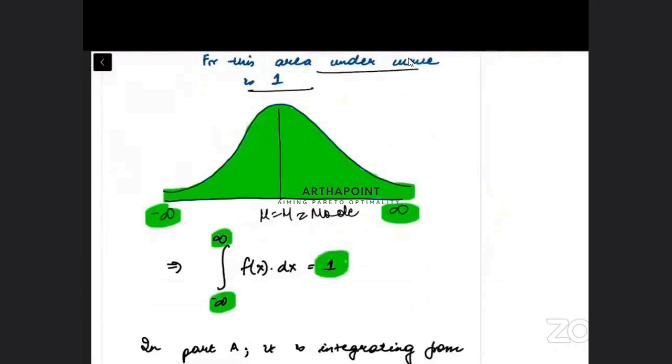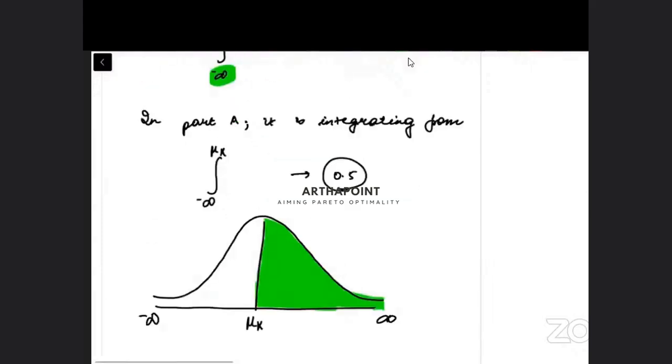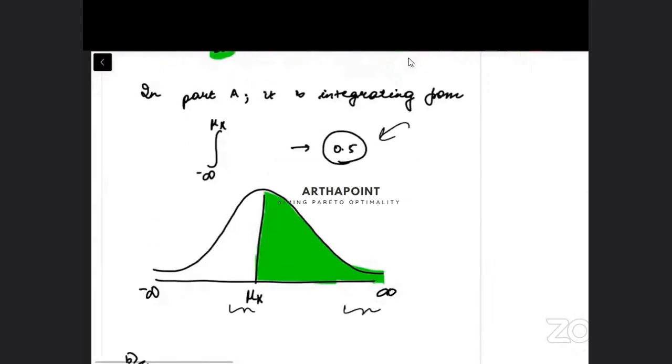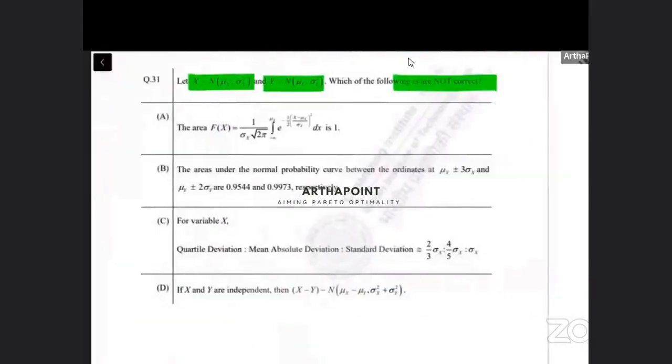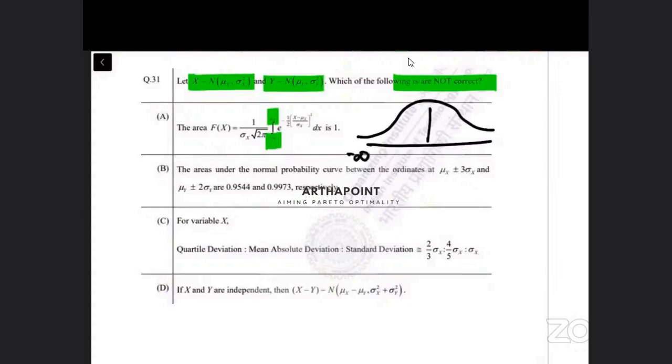That is 1. If I just find the area from mean to infinity, that will be 0.5, right? Because I'm just taking this part. It will not be 1. So if I just take from mean to infinity, the area should be 0.5. But if I take from minus infinity to infinity, area should be 1. So on that basis, if you just come back to this question, the first option is saying that I'm integrating the probability density function, no problem. But it is integrating from minus infinity to mu x, from minus infinity to mean. It is integrating like this, minus infinity to mean. So it is actually finding this area.